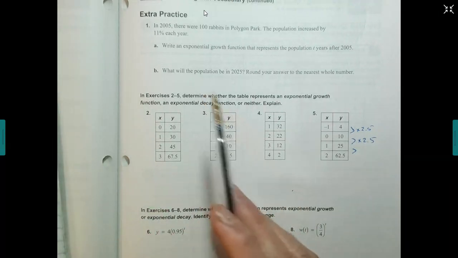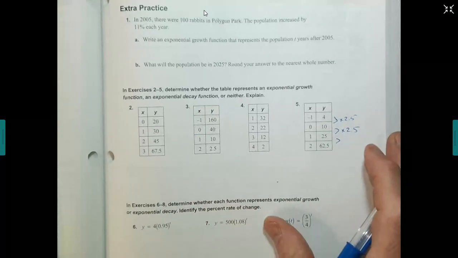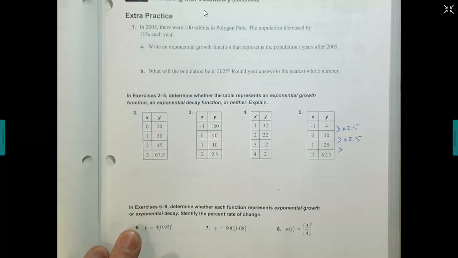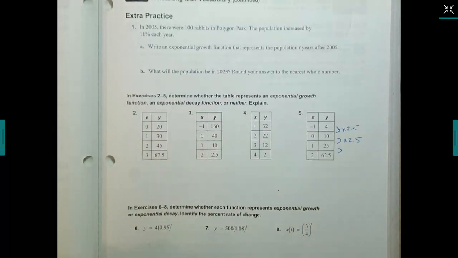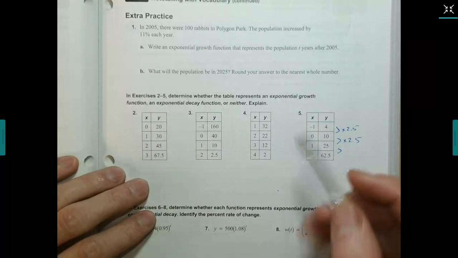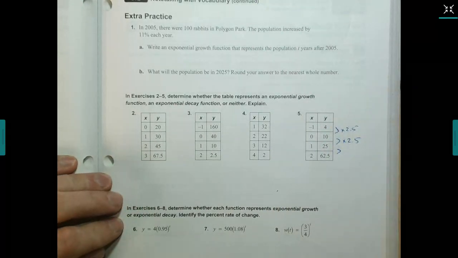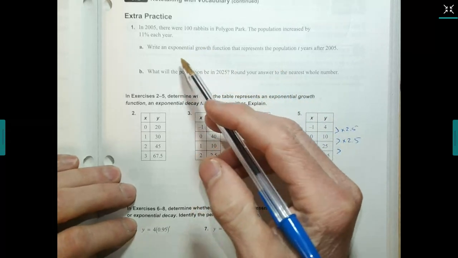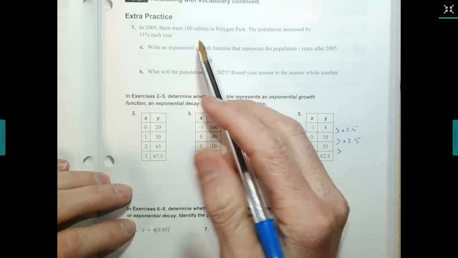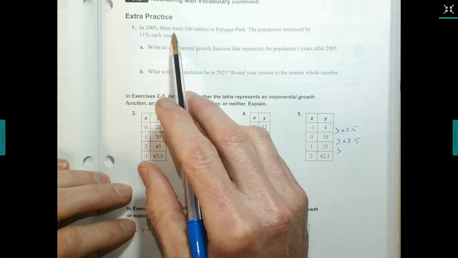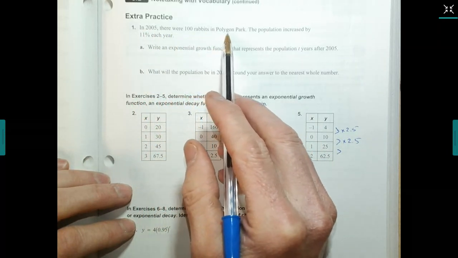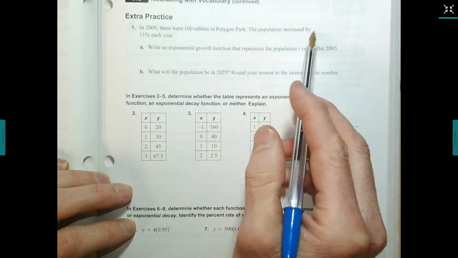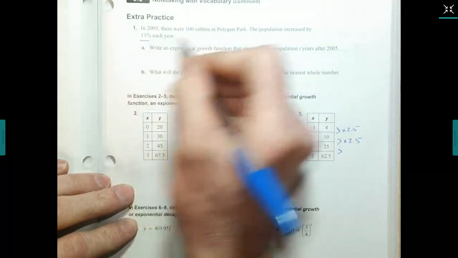Alright, let's start off. I will do the odds, you do the evens, and then today you will have a worksheet to do because this is so small, and I don't think it helps you practice well. So we practice a little bit. Number 1, in 2005 there were 100 rabbits in Polygon Park. The population increased by 11% each year.